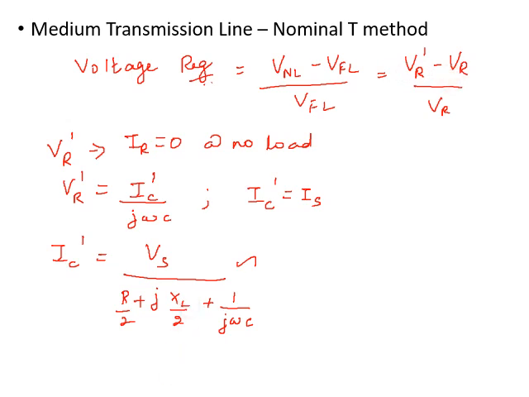Then coming to transmission efficiency. Percentage transmission efficiency is equal to PR by PR plus losses.